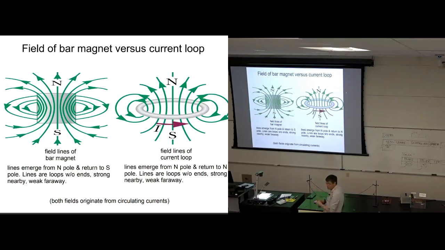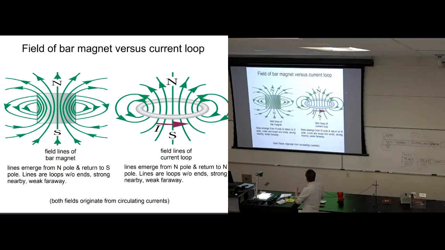What's really interesting is that a current loop has the same pattern of field. The current loop has what humans have called a north pole and a south pole. The field lines come out of the north pole, head back into the south pole, and form loops around the current loop, with the field lines densely packed if you're near the current loop, and the field being weak if you're far from it.